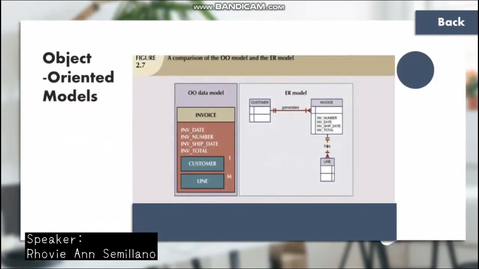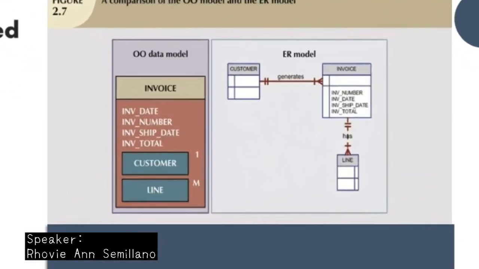So, this is the example table of the object-oriented model or ER model. Katulad lang din ito ng naipaliwanag ko kanina dun sa painter and painting. But this time, we have attributes. So again, there is an entity, attribute, and the cardinality. The entity is the invoice, customer, and line. The attributes naman are the invoice date, invoice number, invoice ship date, and invoice total. The cardinality in invoice and in customer is one-to-many. Same lang sila ng cardinality ni invoice at ni line.